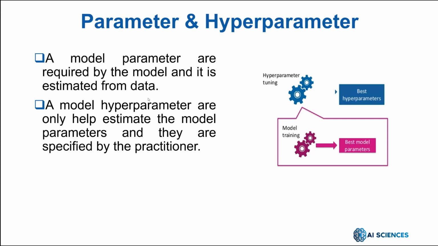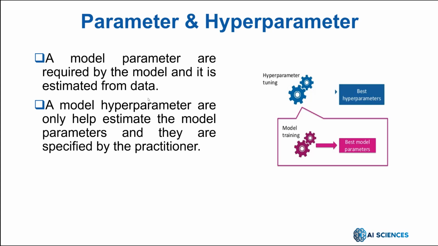A model parameter is a configuration variable that is internal to the model and whose value can be estimated from data. It's required by the model when making predictions, and it is estimated or learned from data. Model parameters are key to machine learning algorithms. They are the part of the model that is learned from historical training data. Some examples of model parameters include the weights in an artificial neural network, the coefficients in a linear regression or logistic regression.